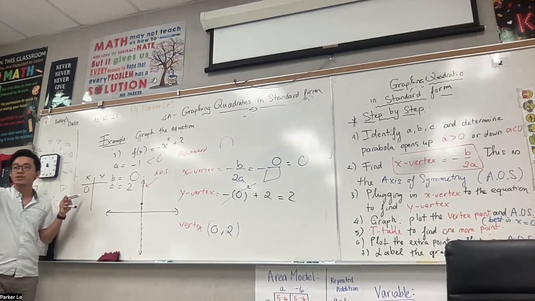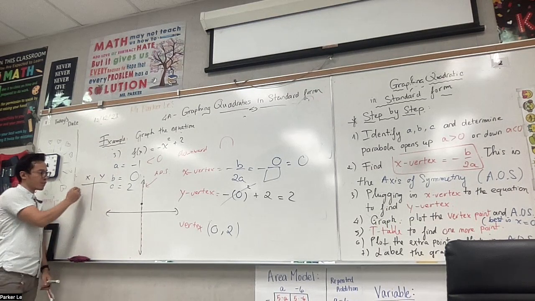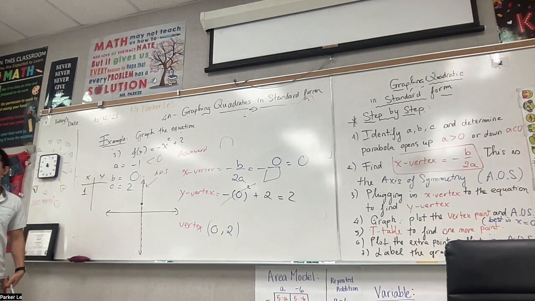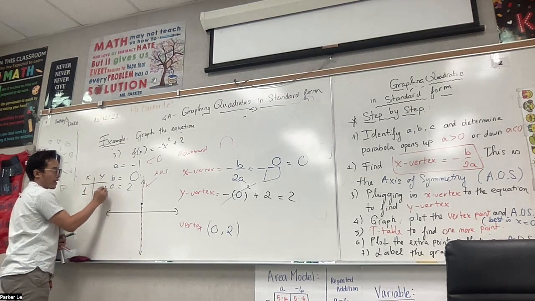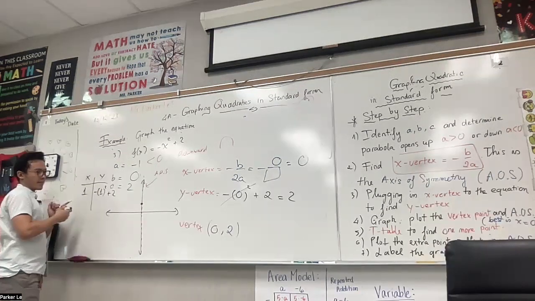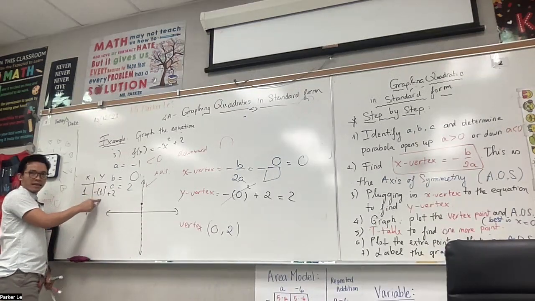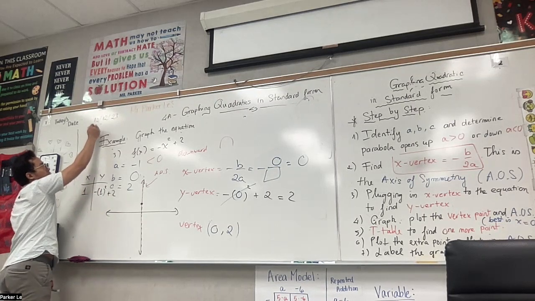Next best choice. What is it? Yeah, 1, right? The next best choice is 1. Very good. I give also 1 point. So 1 right here, plug in. What do you have? -1 squared at this. What is this equal to?